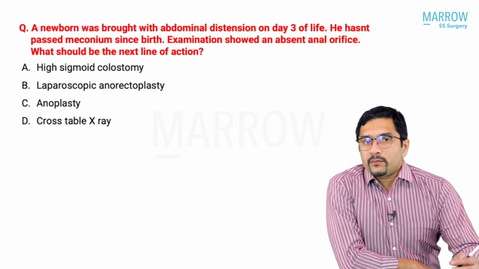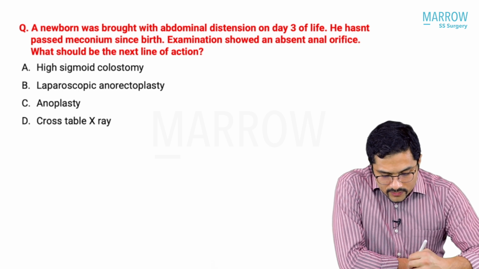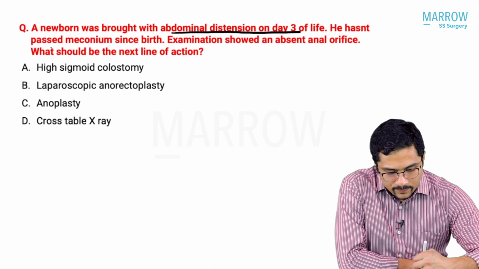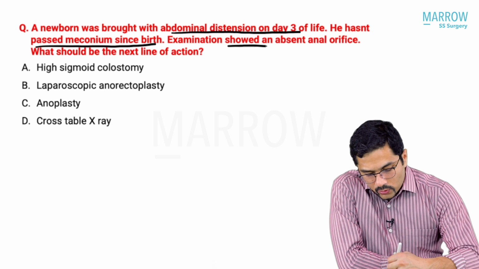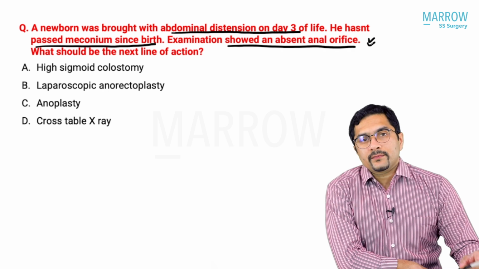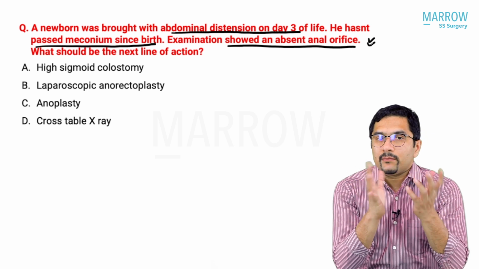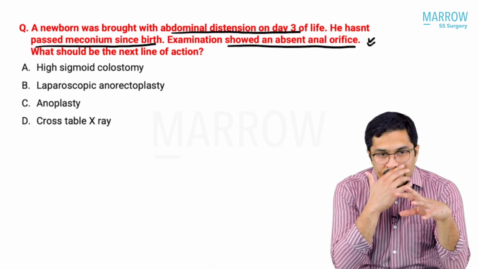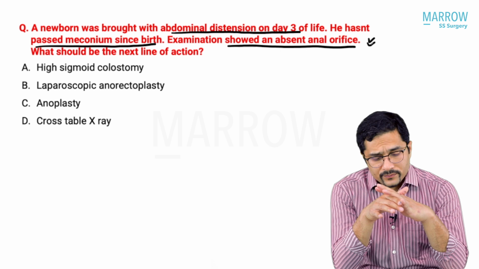There was another question related to anorectal malformations. A newborn was brought with abdominal distension on the 3rd day of life. He hasn't passed meconium since birth, and examination showed an absent anal orifice. Now, you usually know whenever the child is born, the pediatrician examines the anal opening, whether the anal opening is patent or not. In this case, it wasn't examined and there's an absent anal orifice.